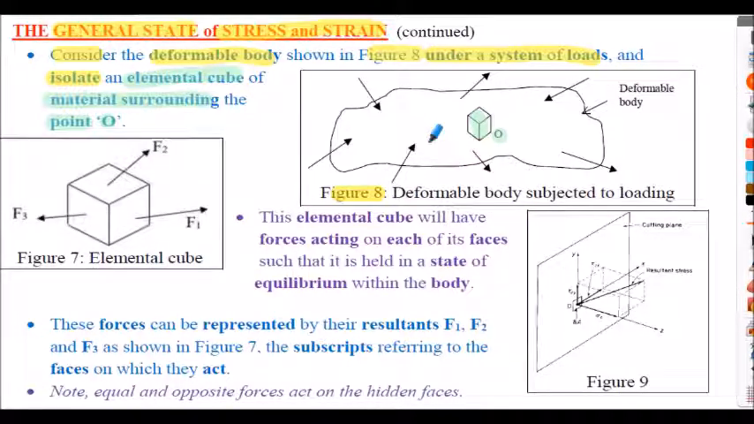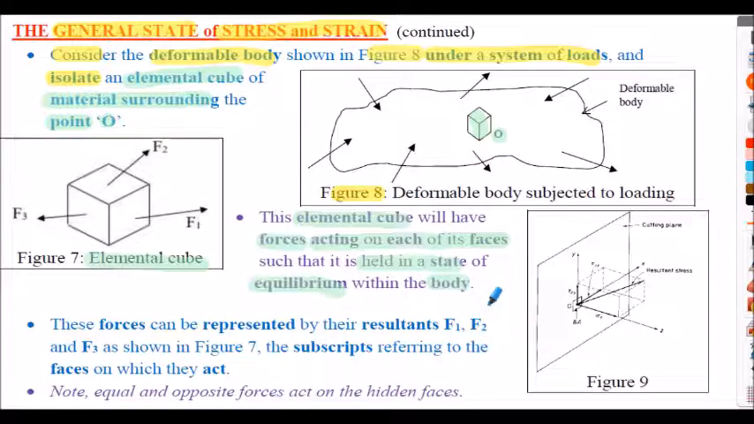We can assume this body is essentially a component in a structure, for example a structural member in an electricity pylon, or a structural member within an aircraft wing, etc. And this elemental cube has been extracted from this component, or from this material. Now the elemental cube will have various forces acting on each of the faces, such that it's held in a state of equilibrium within the body.